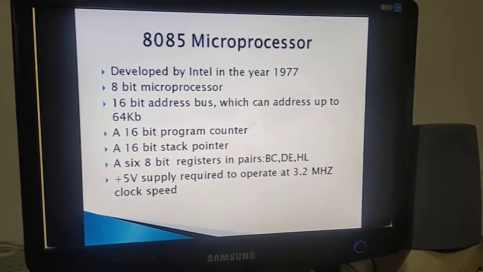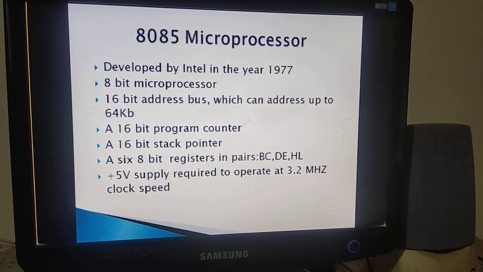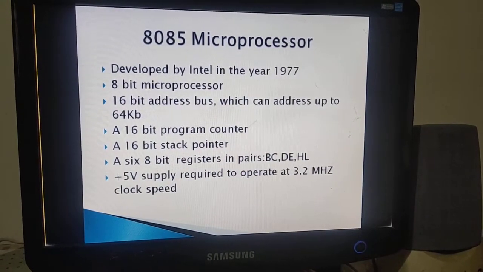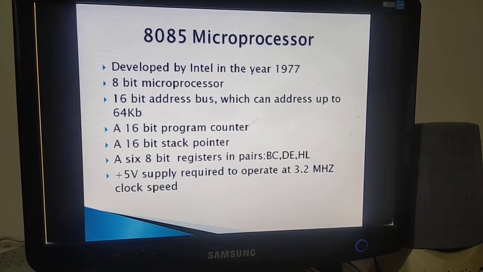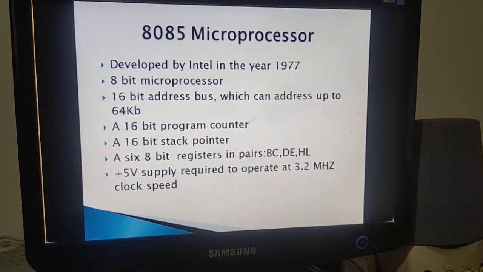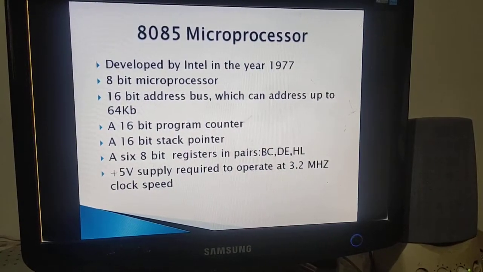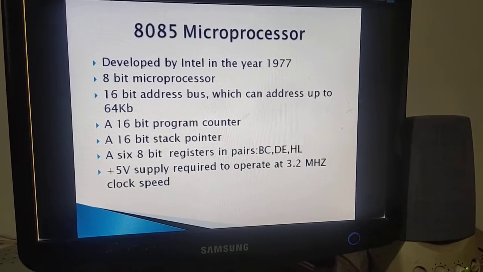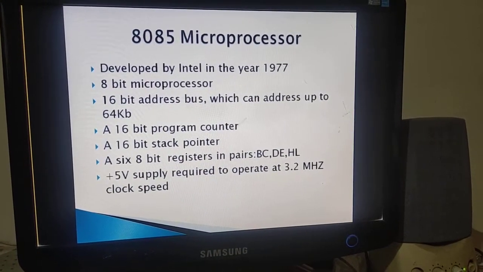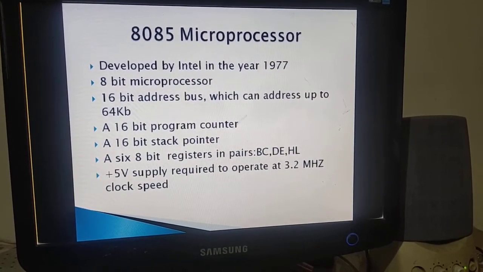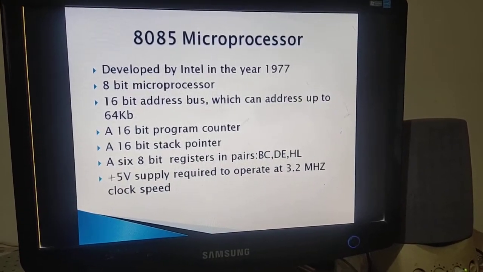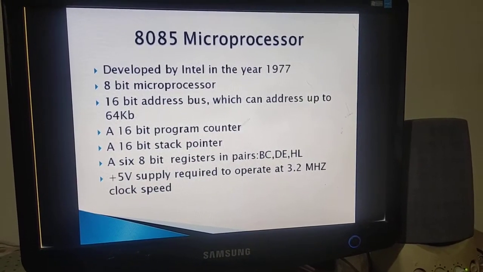So we started our discussion with the 8085 microprocessor, developed by Intel in the year 1977, an 8-bit microprocessor. It has a 16-bit address bus which can address up to 64 kilobytes, a 16-bit program counter, a 16-bit stack pointer, six 8-bit registers in pairs, that is BC, DE, HL, plus a 5 volt supply required to operate at 3.2 megahertz clock speed.